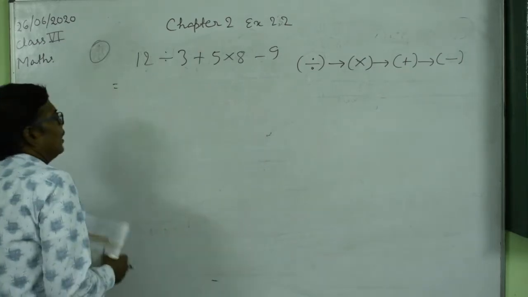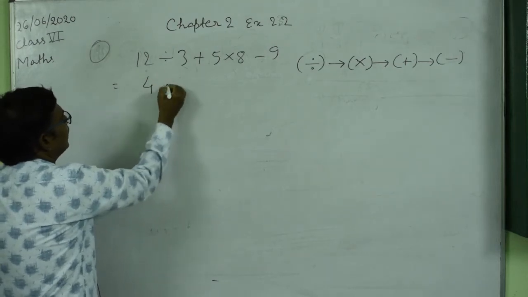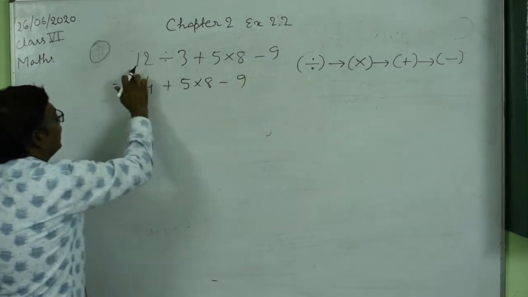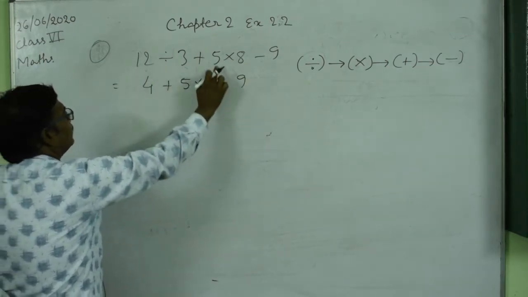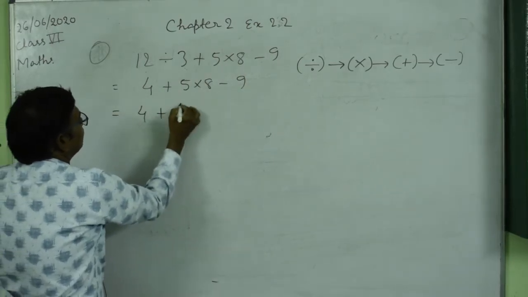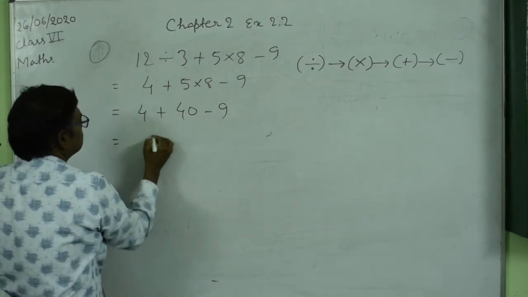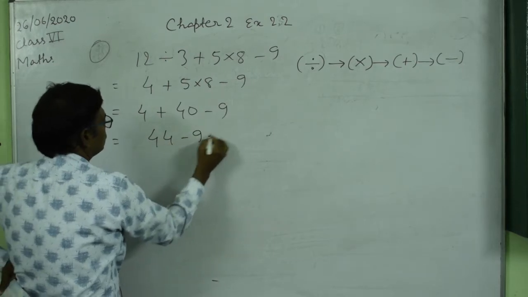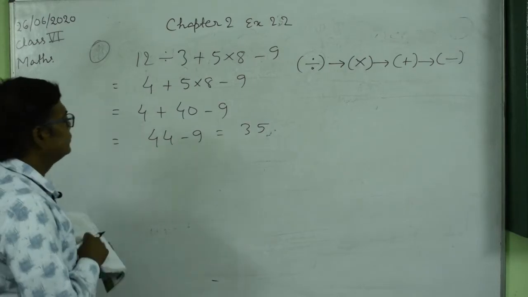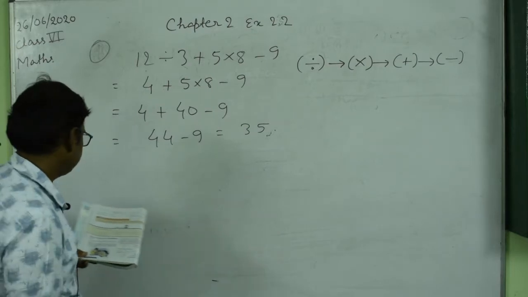So remember this. Now 12 divided by 3 is 4, and then you have plus 5 into 8 minus 9. Now we have multiplication, so we do multiplication: 5 times 8 is 40, so 4 plus 40 minus 9. Now you do the addition: 40 plus 4 is 44, and minus 9. So the answer is 35. You have to remember this flow of the operation.